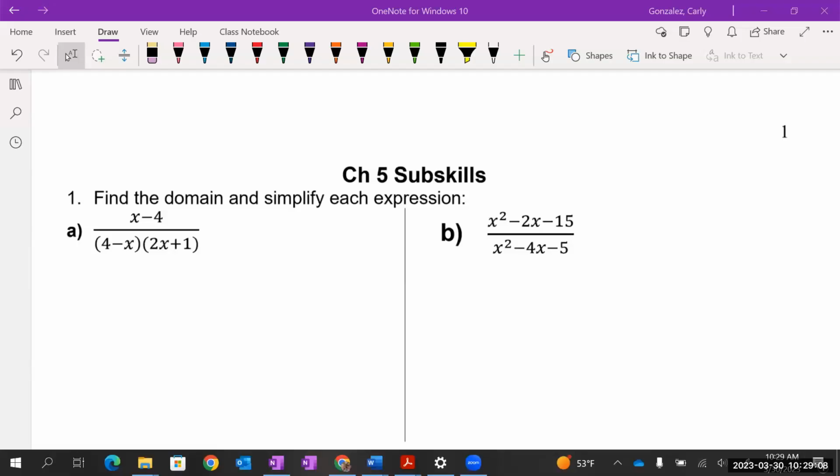Welcome to the Subskills video for Chapter 5. Today, we are going to work on finding the domain and simplifying rational expressions. In addition, we will perform various operations on rational expressions, and we will wrap up with simplifying complex fractions.